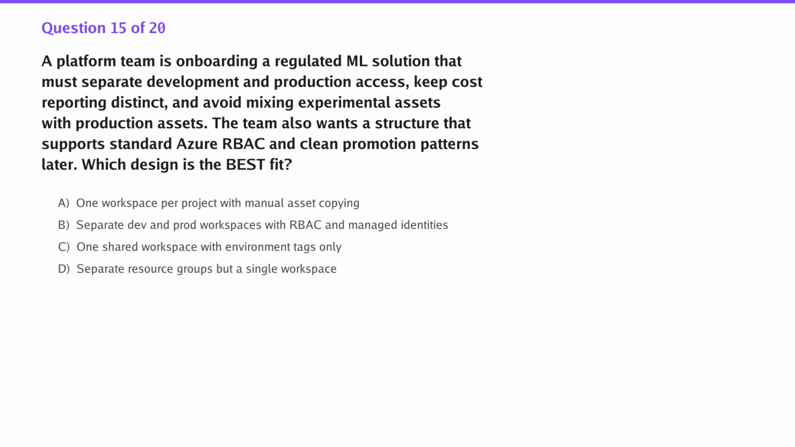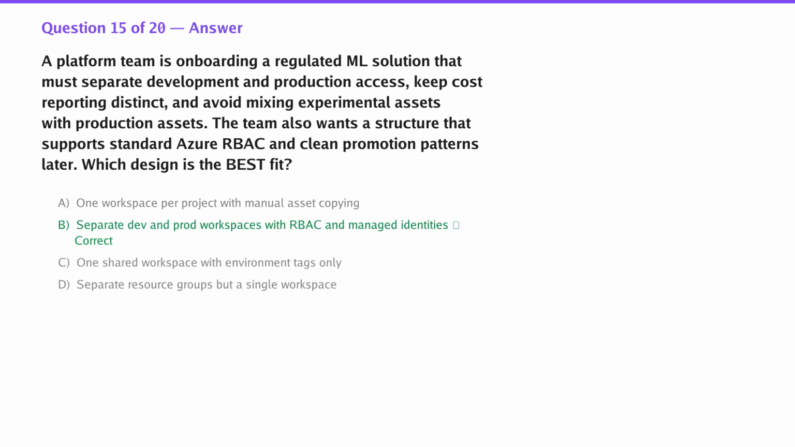Option A, one workspace per project with manual asset copying. Option B, separate dev and prod workspaces with backend managed identities. Option C, one shared workspace with environment tags only. Option D, separate resource groups but a single workspace. The correct answer is option B, separate dev and prod workspaces with backend managed identities.